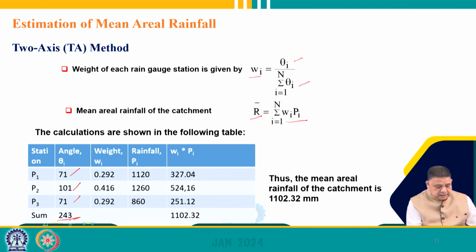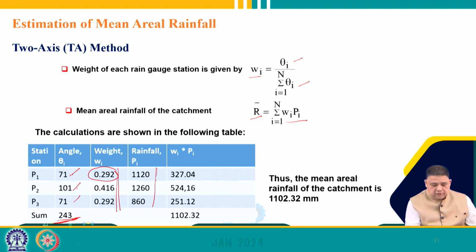The total angle theta is 243. The weight will be nothing but 71 by 243 for this station. So, this is nothing but 71 divided by 243. This is 101 divided by 243 and the third one is 71 divided by 432. So, we get the weights.